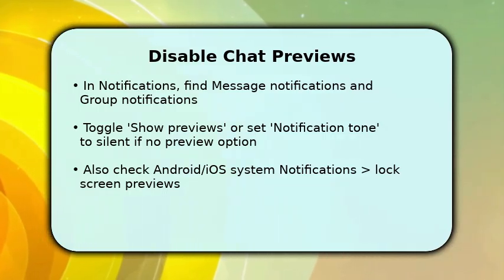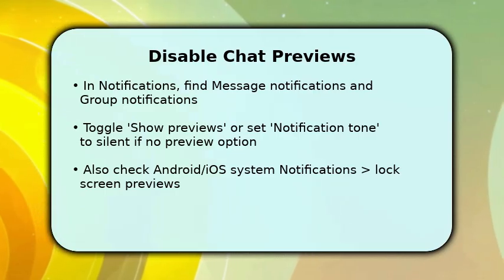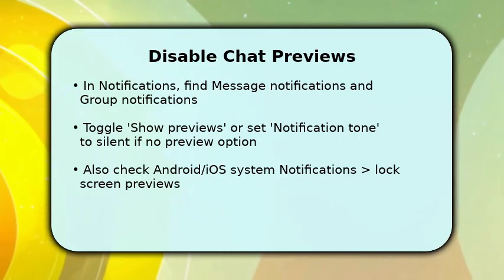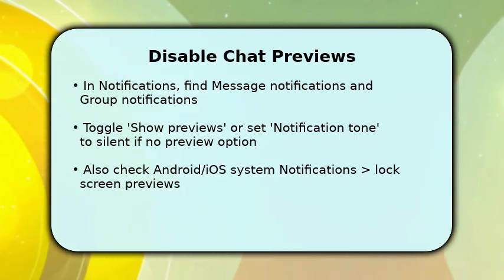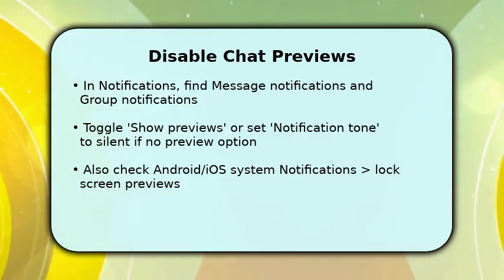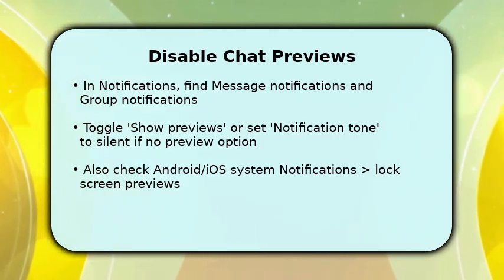If your WhatsApp version lacks a direct preview toggle, change the notification style or tone to silent and adjust system lock screen previews instead. Once done, test by having someone message you and observe that only the sender or app name appears, not the message text.